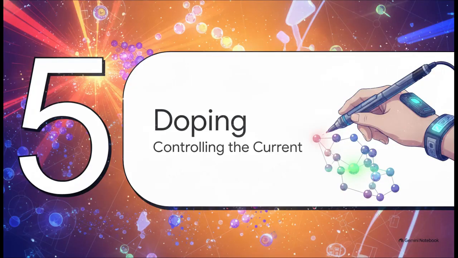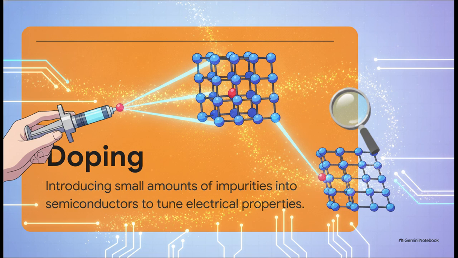Section 5. Doping. Controlling the current. And this brings us to a real game changer, doping. Because if heat can change conductivity, what if we manipulated the atomic structure itself? By deliberately injecting tiny intentional impurities into a pure semiconductor, we don't have to rely on unpredictable temperatures. We can permanently and manually dial in exactly how well a piece of silicon conducts electricity.